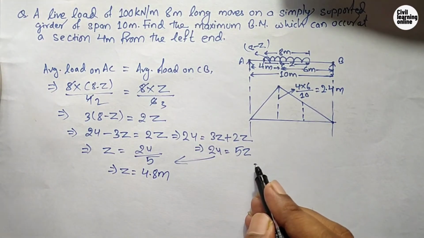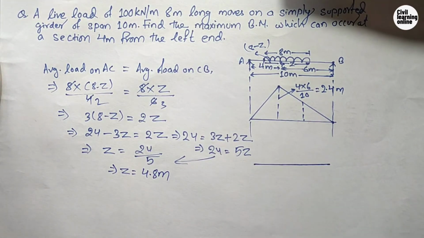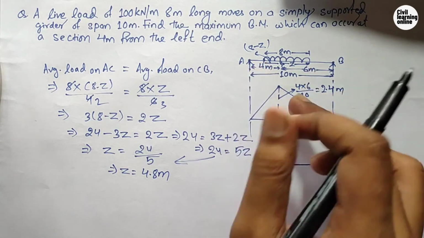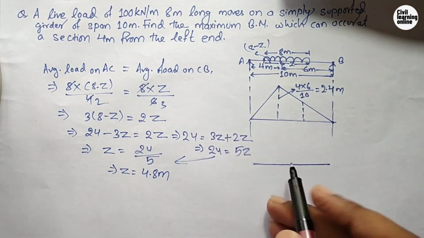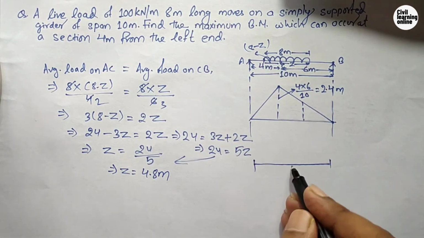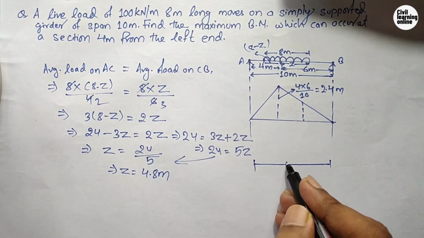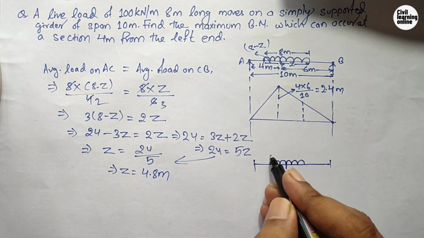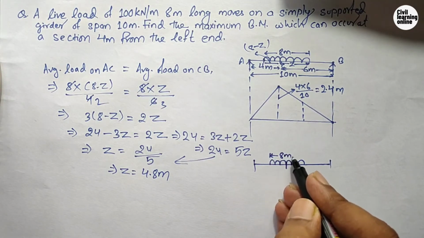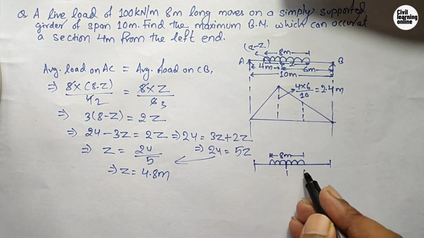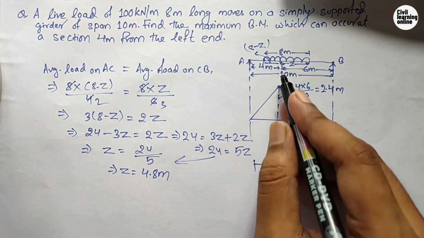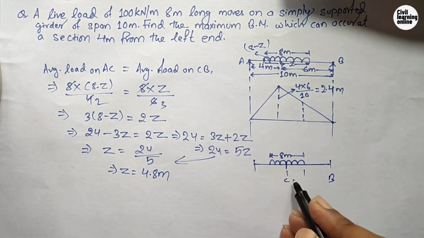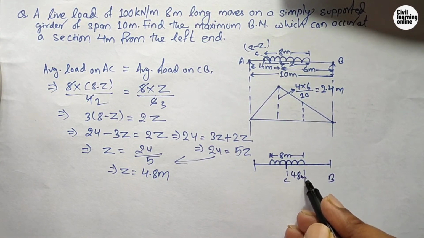Now guys, see here, I am going to draw it, because here it has many lines, so we will draw a clear figure here. Now we have come to know here guys that the span of the load was 8 meter. This is 8 meter, and the portion of this load on span CB is 4.8 meter.